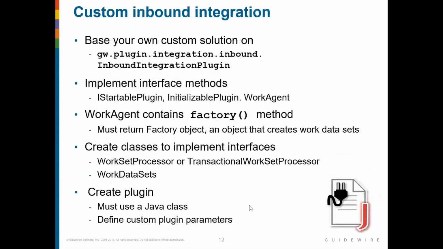There's a custom inbound integration also. You can build your own custom solution using this plugin, the GW integration inbound integration plugin. Then implement the interface methods: startable plugin, initialize plugin, work agent. The work agent contains the factory method, which must return the factory object. Create classes to implement the interfaces, workset processor or transactional workset processor, work datasets. Create the plugin, must use the Java class, and define the plugin parameters.